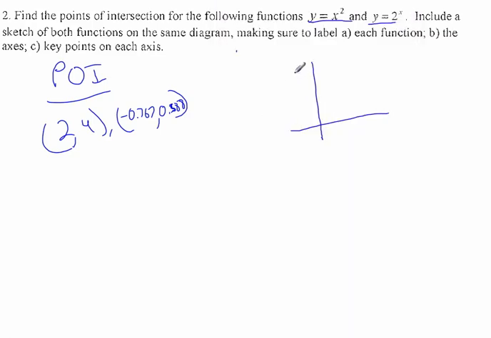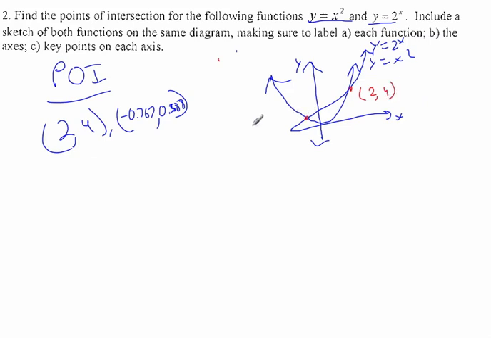So we know what these functions both look like. This is y equals x squared. Okay, label that. That's kind of a bad sketch, but those are the two functions. This is the x-axis, the y-axis. Maybe I should be labeling in a different color. There's the point of intersection 2, 4, and this is the point negative 0.767, 0.588. Y-intercept, so we know for 2 to the power of x, the y-intercept is 1, so we can put that in there.